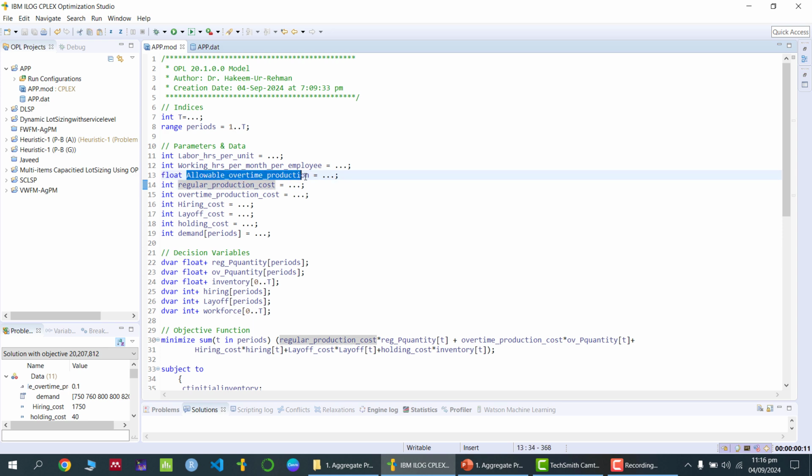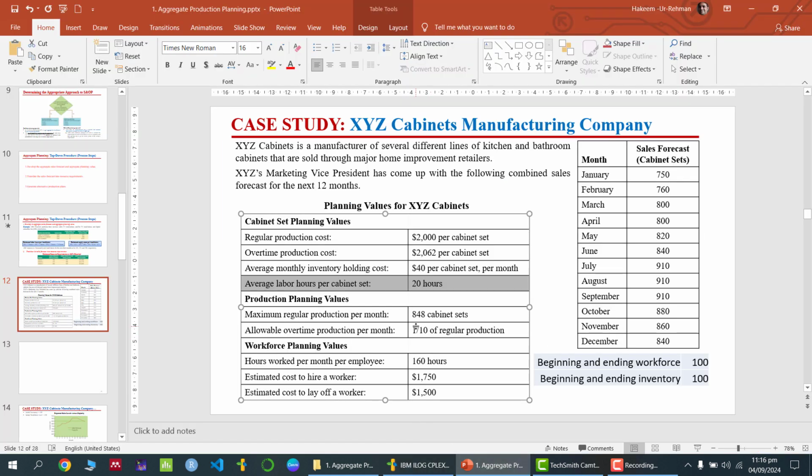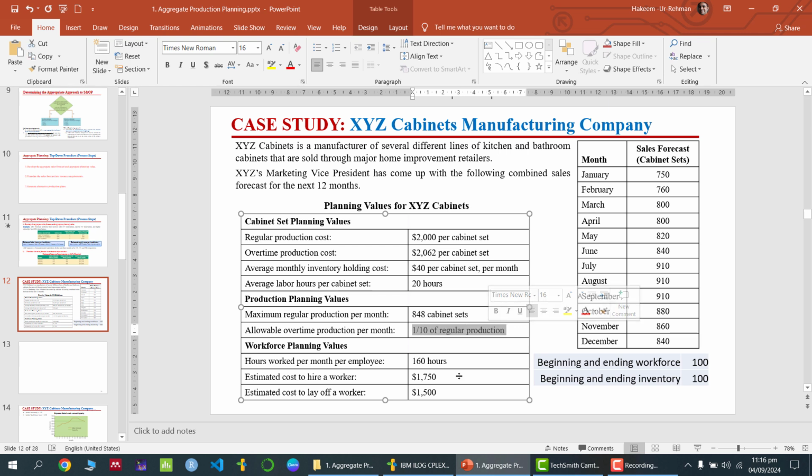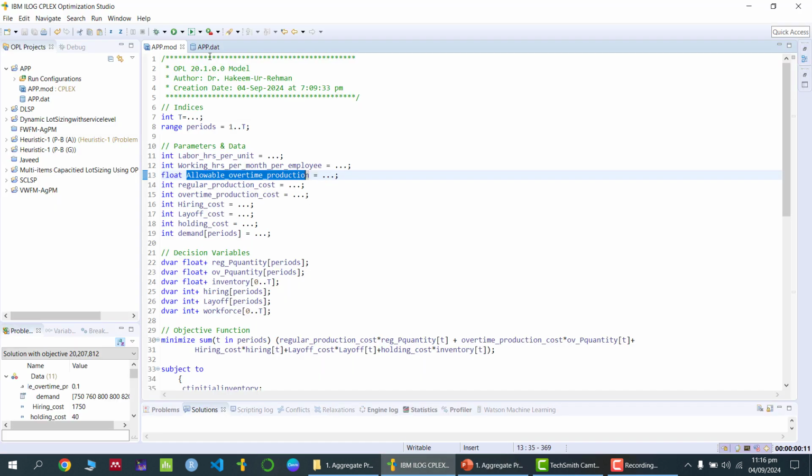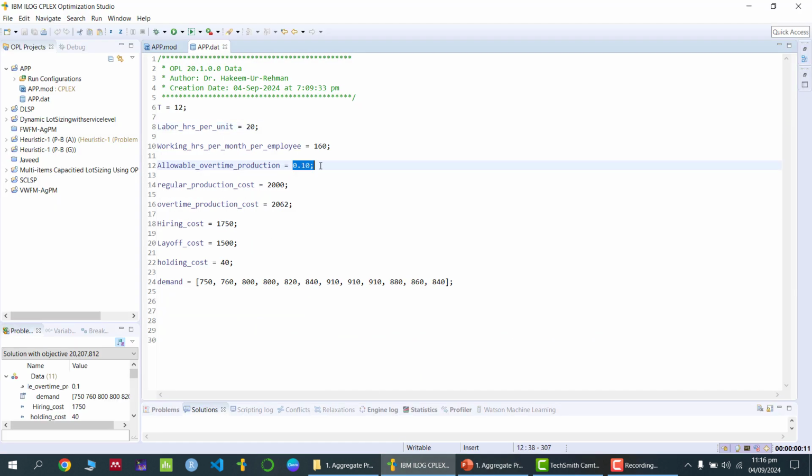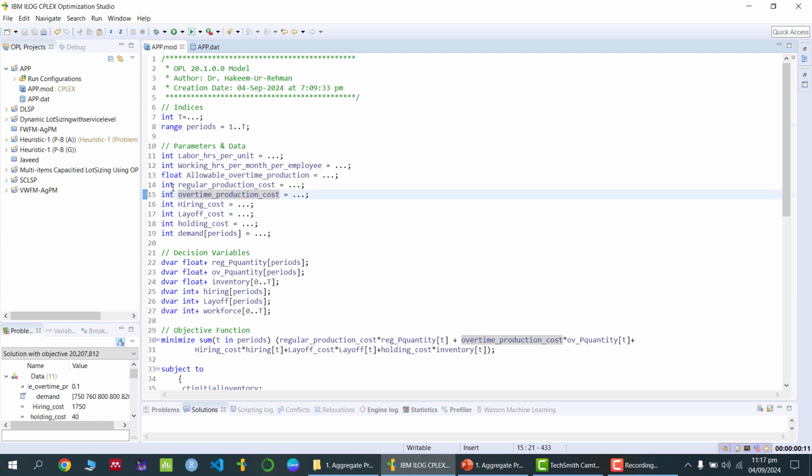The value they have given us is the 10% of the regular time production quantity, which is equal to 10%. Right now, we will develop a constraint as we have seen earlier. Then they have given us the regular time production cost, overtime production cost data, hiring cost, layoff cost, holding cost, and the demand in each period.